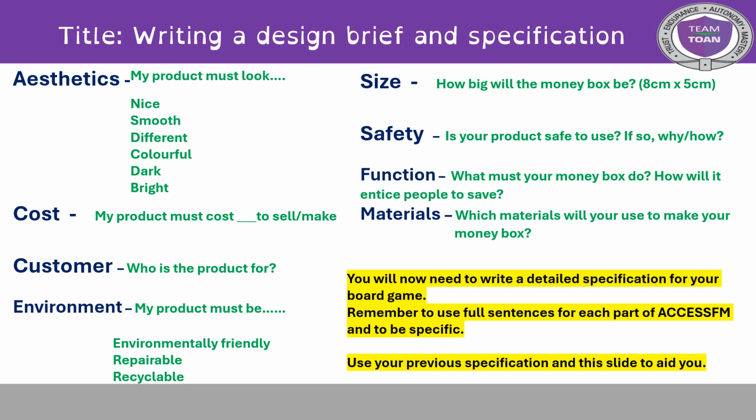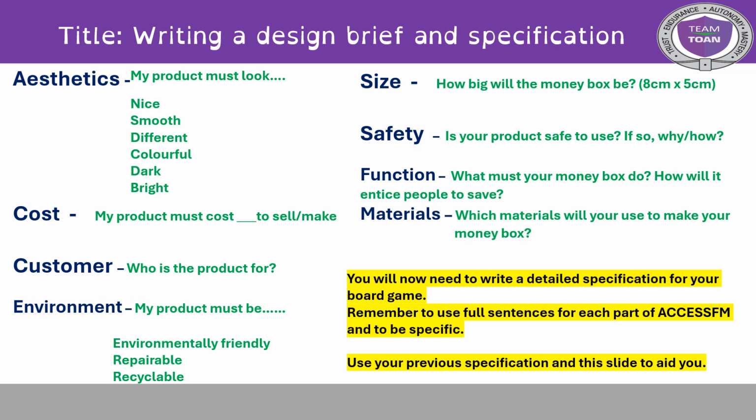So aesthetics, I've given you a sentence starter there, my product must look, and I've given you a few words that you can use, so nice, smooth, different. However, instead of just saying my product must look nice, how are you going to make it look nice? What's the color you're going to use? What's your unique design? Why are you using that? Cost, my product must cost blank to sell and make. Now, it will not cost more than £2.50 for you to make this product. What I want you to do is say, how much will you sell it for? How much profit would you make? And just a nice sentence around that.